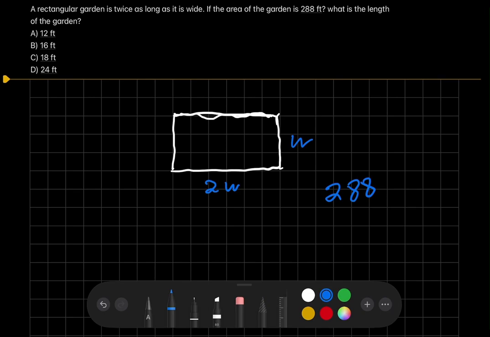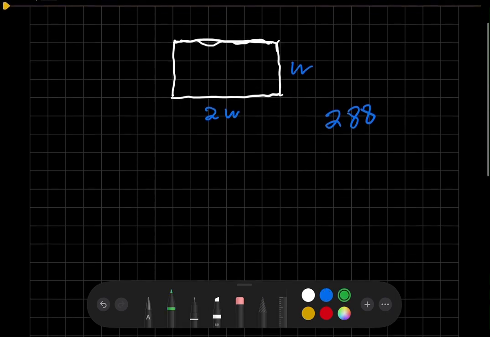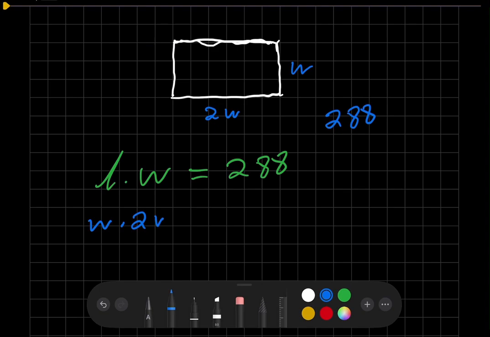So remember the formula for a rectangle, rather, the area, is length times width. So we know the length times the width is 288 feet. So now we're just going to input the information that we know. So the width times the length is equal to 288.